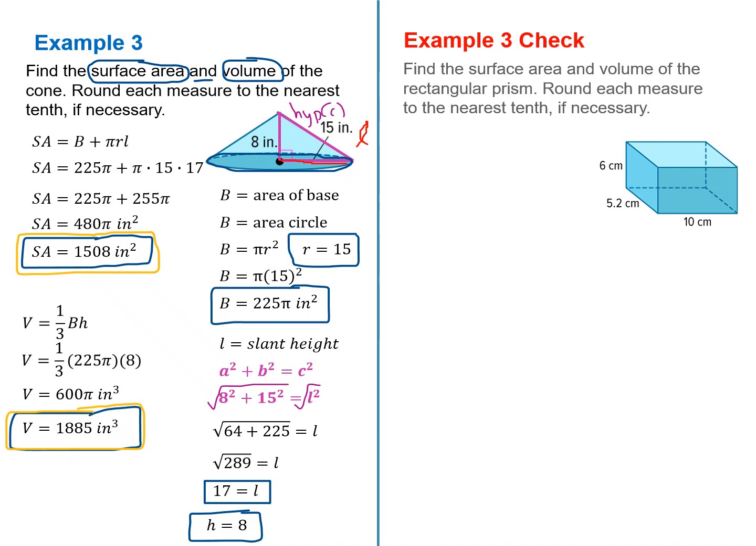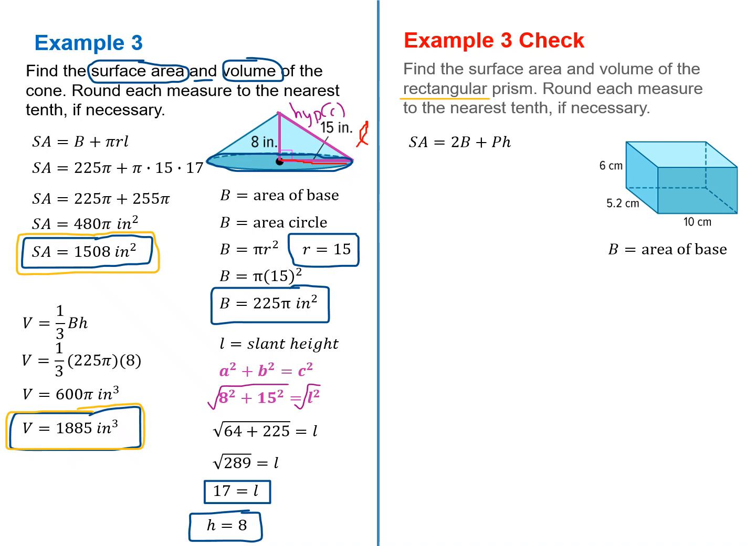All right, so find the surface area and volume of the rectangular prism. Do you see they told you it was a rectangular prism? So they've told you the shape of the base is a rectangle. Round each measure to the nearest tenth if necessary. So we're looking for the surface area and the volume. The surface area formula is 2 times the area of the base plus the perimeter of the base times the height.